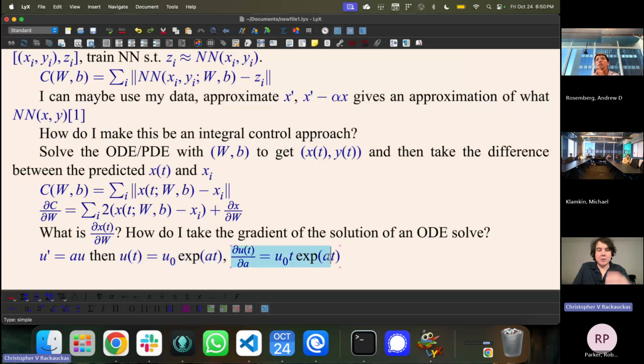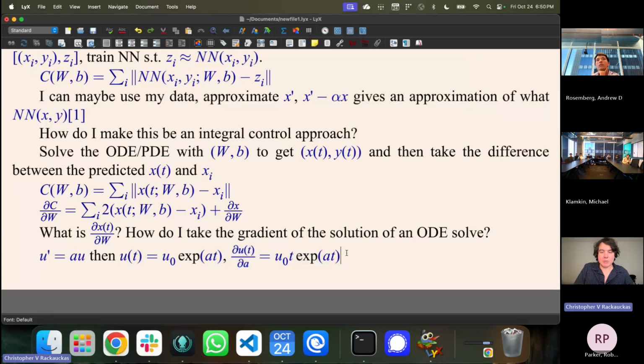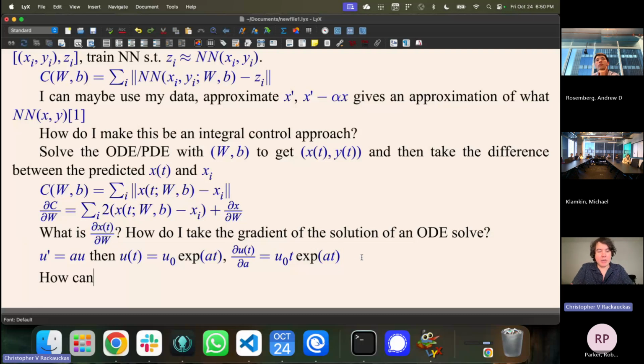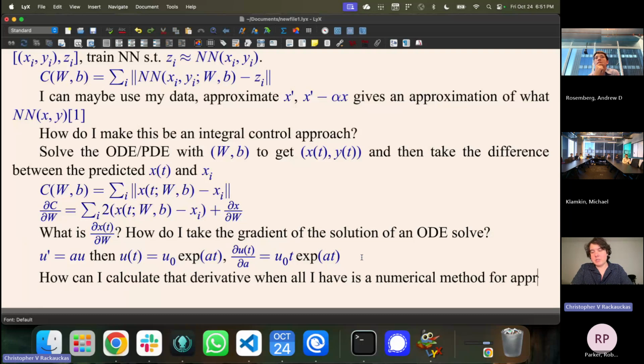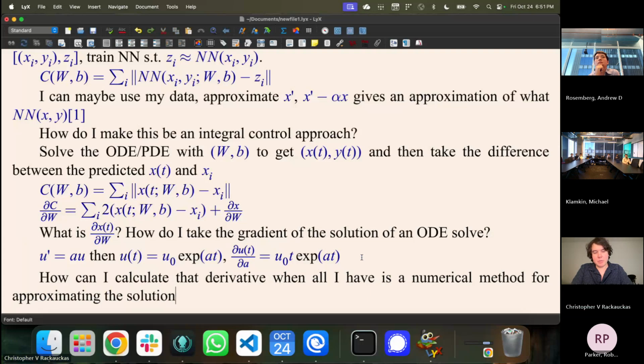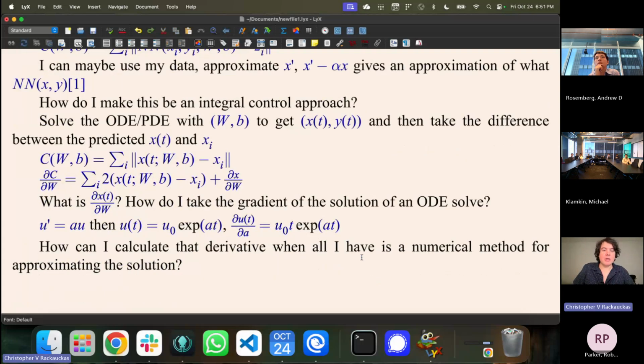But the whole issue, the reason why you have ODE solvers and PDE solvers, is because you can't actually do that, right? You can't write down the analytical solution. In fact, in many cases, the analytical solution can never be written down, right? And so the question you end up having is, how do I actually do this computation? How can I calculate that derivative when all I have is a numerical method for approximating the solution, right? And that's the real tricky thing that comes into play here.